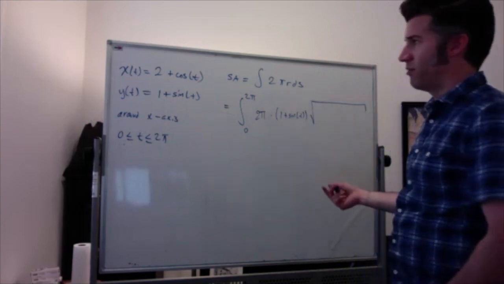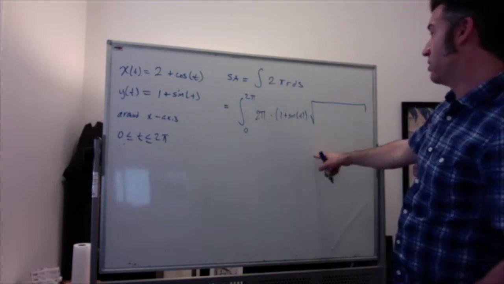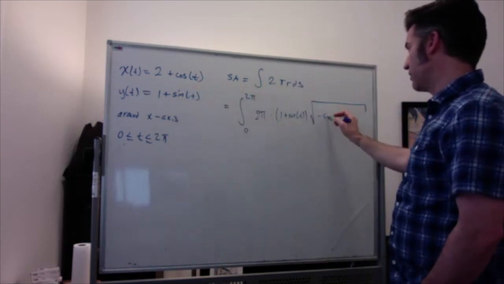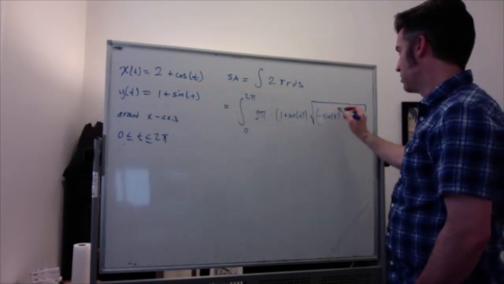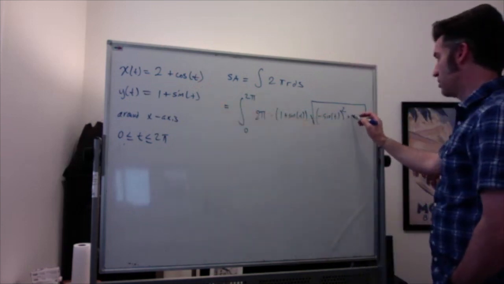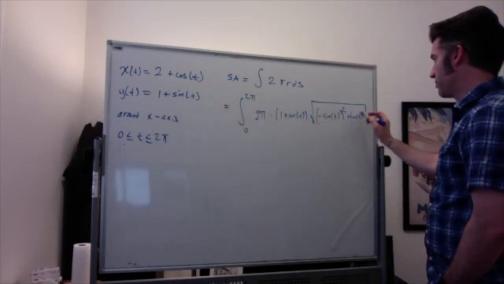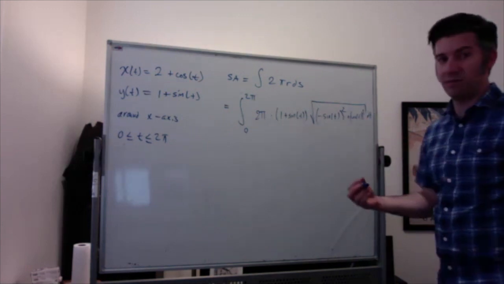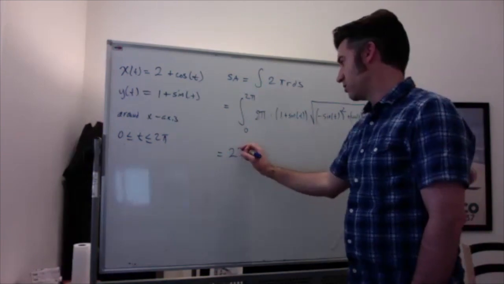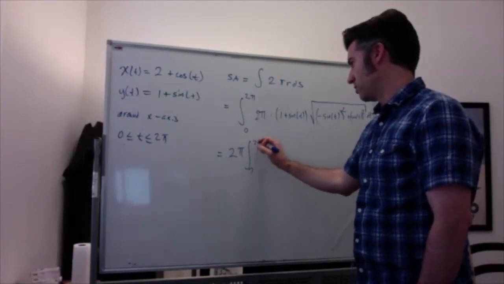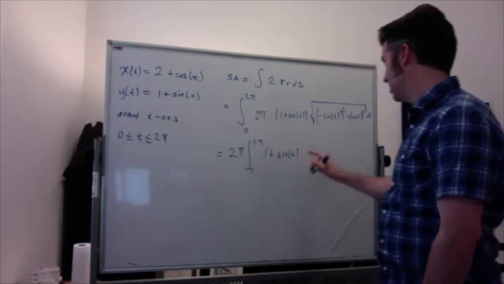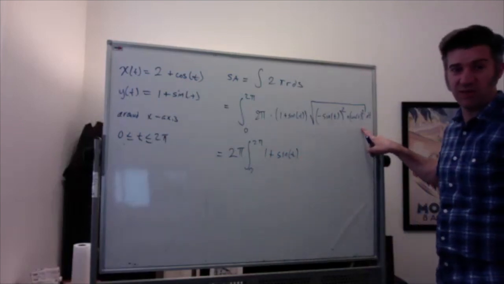times the square root of, I'm pretty sure it's going to be 1 here. That's right, the derivative of x is negative sine, it would be negative sine of t squared. And the derivative of y is cosine of t, it would be cosine of t squared. This one's much more straightforward. This is going to be 2 pi times the integral from 0 to 2 pi of 1 plus sine of t. And this is just 1, right? It's the square root of the sine squared plus cosine squared.